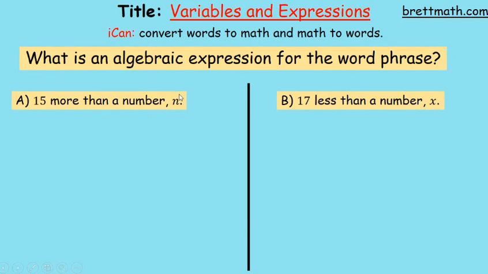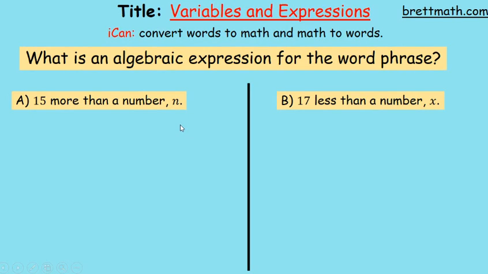So we don't know what the number n is. It's a big question mark to us, but it doesn't look silly when we write it down. It's a mathematical question mark. Well, we've got 15 more than a number, and we don't know what that number is, but we've represented it as n.